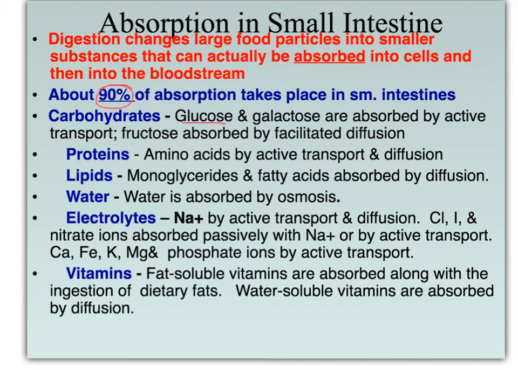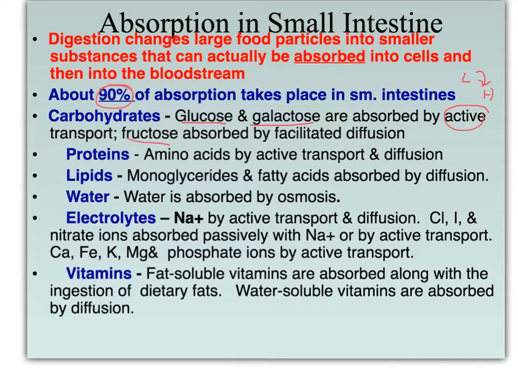So for example, glucose and another simple sugar called galactose have to be taken into the cell via active transport. If you remember from baby bio, active transport means they go from areas of low to high concentration. And because that's kind of not the natural way for things to go, we have to use a little bit of energy in order to bring it into the cell.